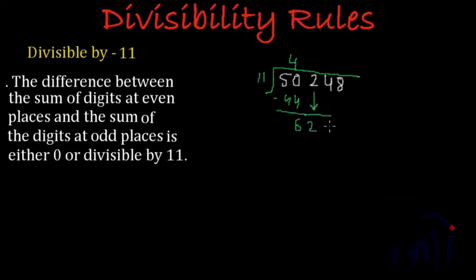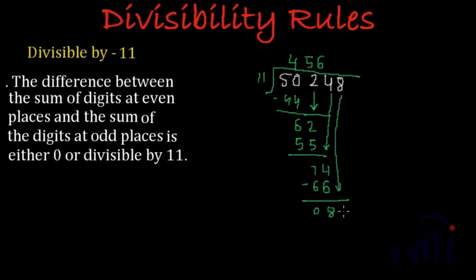it becomes 62. 11 fives are 55. 12 minus 5 gives us 7, right? And now this is the turn of this 4. 11 sixes are 66, 74 minus 66 gives us 8. And now if I note this 8 down, it becomes 88. And yes, 11 eights are 88.